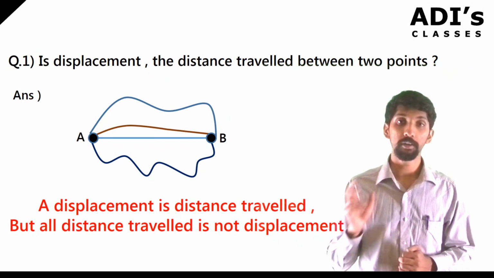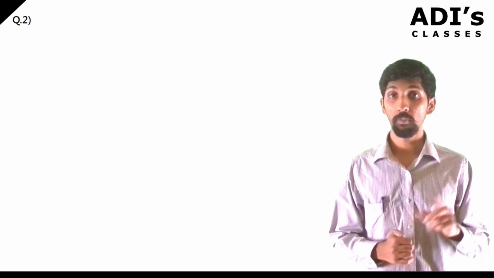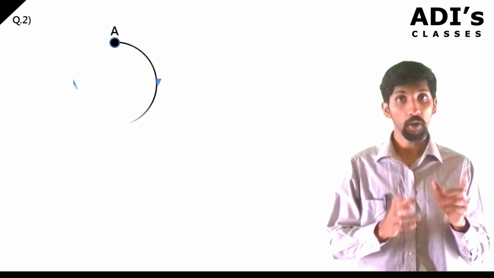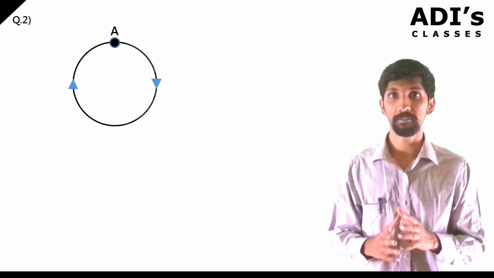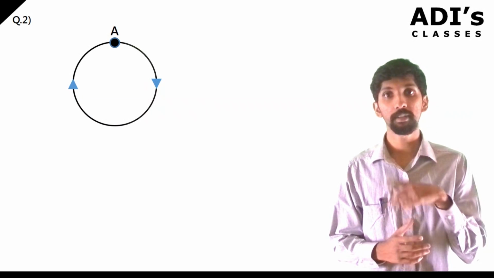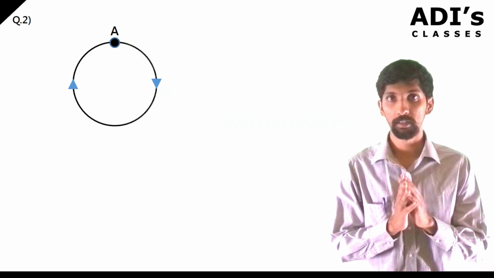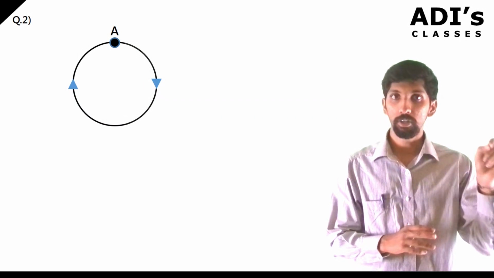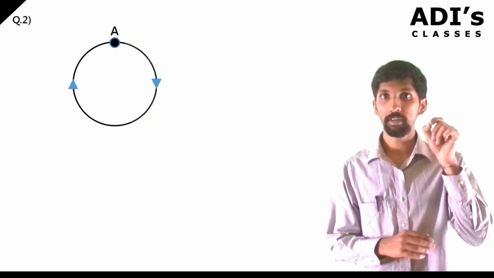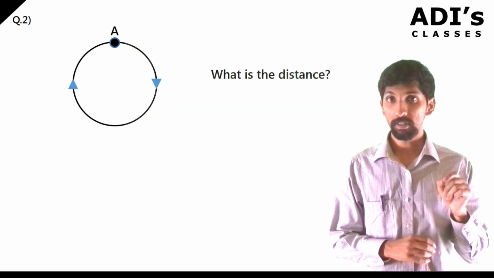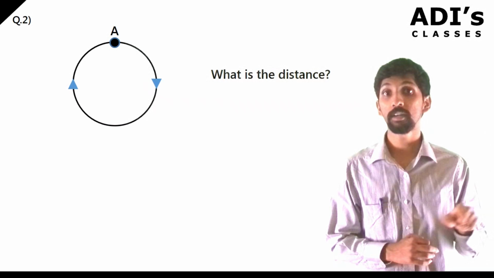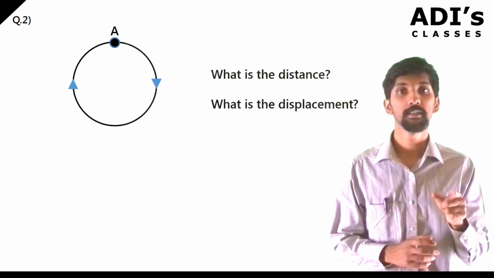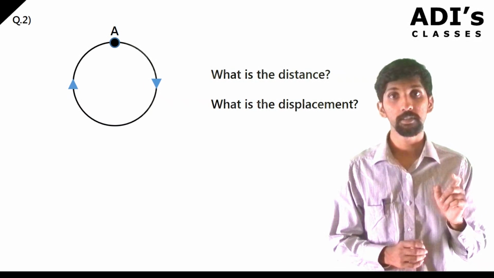Now, the next one was what happens in a circle, right? Now this concept is very important and it's also very easy. You have a circular path, right? You start from point A, you run through everything and you reach the same point. Now, what is the distance traveled here? You're going along the circumference of the circle, correct?